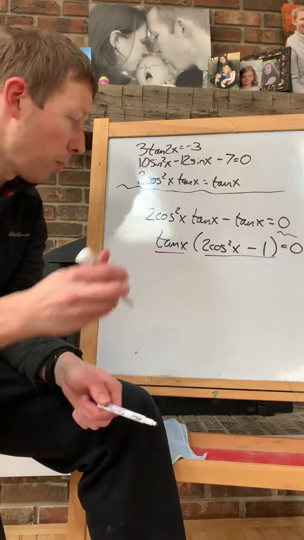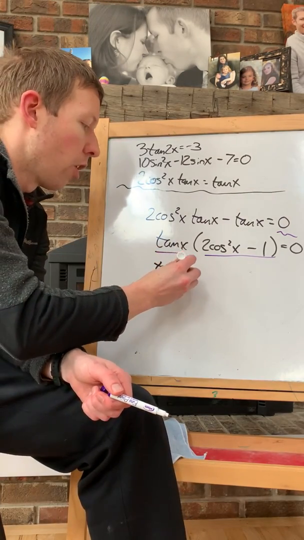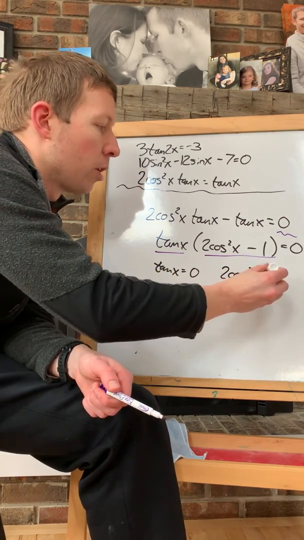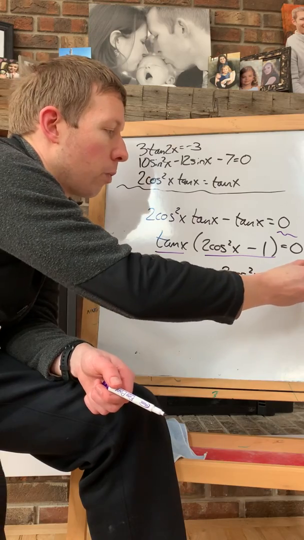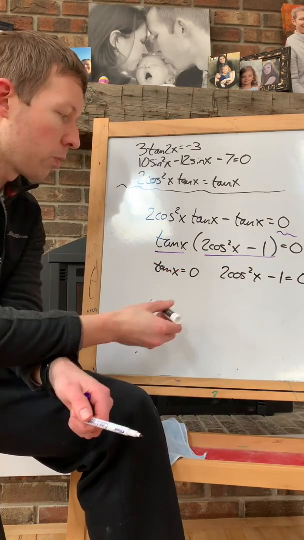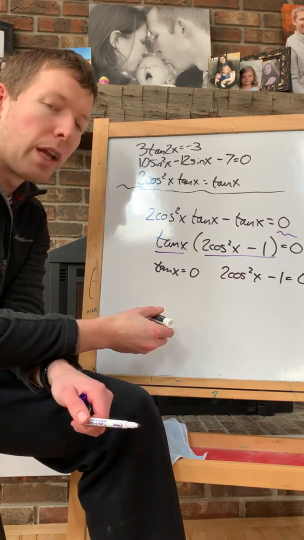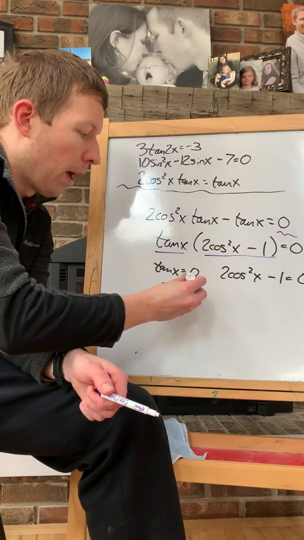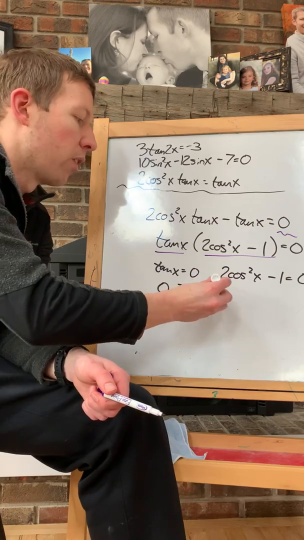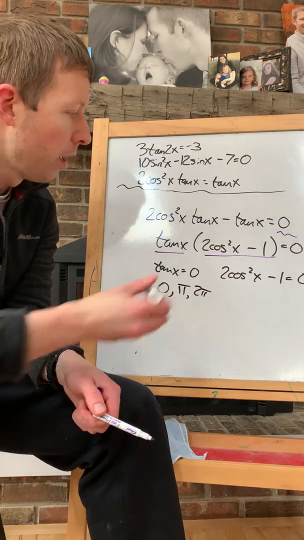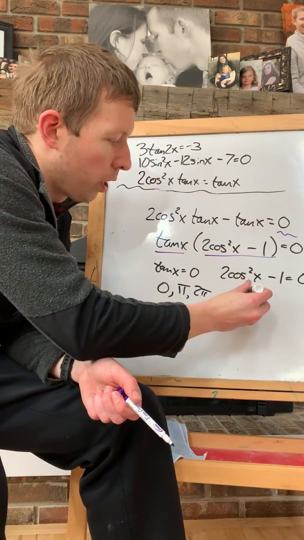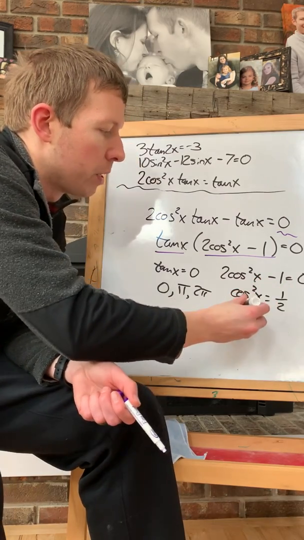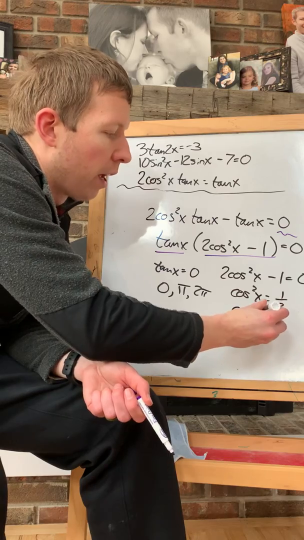Now we have two separate things that are multiplying to make 0. So we have two mini problems. We have tangent of x equals 0, and we have 2 cosine squared of x minus 1 equals 0. So to solve this, we're interested in where tangent equals 0. Well, that's going to happen anywhere y is 0. That's going to happen at 0 and at pi, and technically at 2 pi if we're including both 0 and 2 pi.